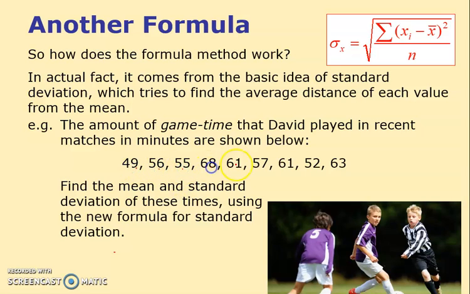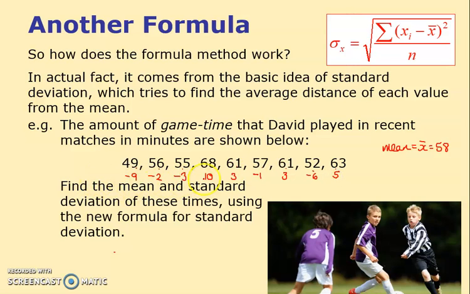1, 2, 3, 4, 5, 6, 7, 8, 9. So if I divide that by 9, I get an average of 58. So my x bar, my mean, I think is 58 for these numbers. How far is each one away from 58? Well, this one's lower, so this one's minus 9. This one's a little bit lower. This one's a little bit lower. And you can see this one's 10 higher. This one's 3 higher. This is a little bit lower, 1 lower in fact. 3 higher, 6 lower, and 5 higher.